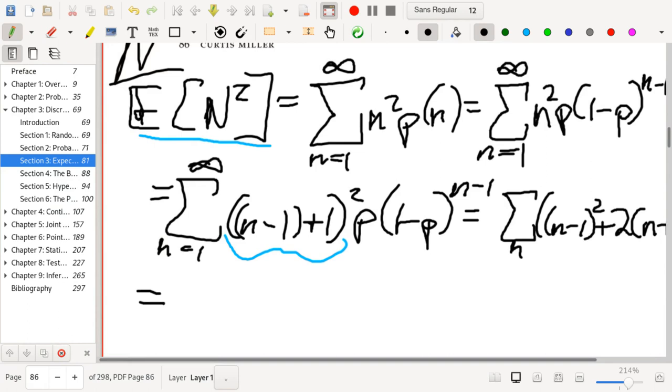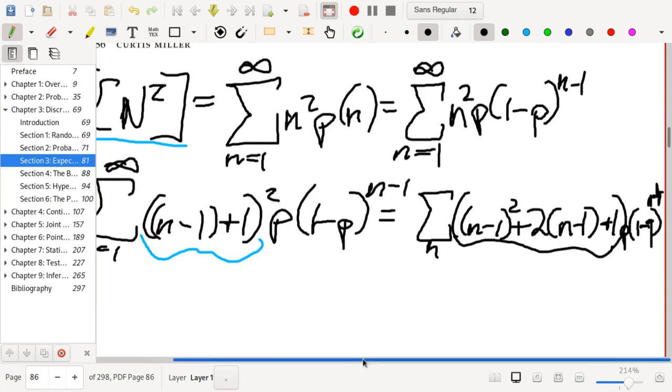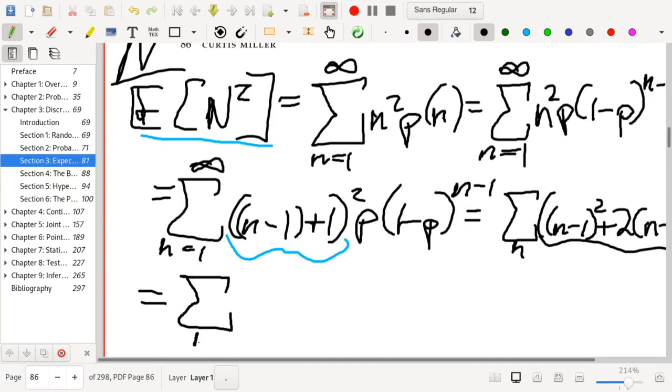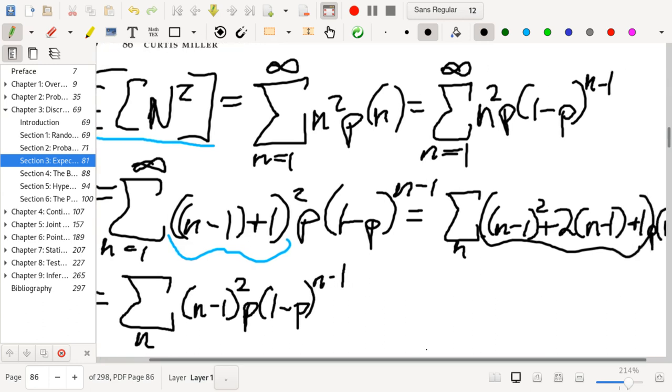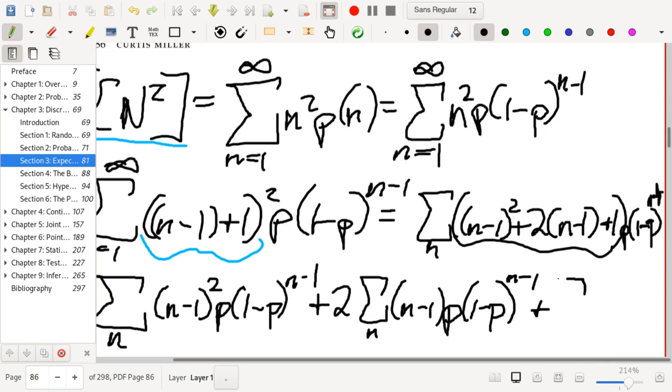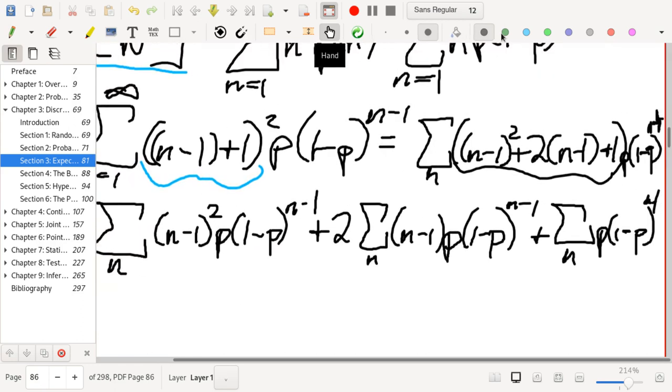This is equal to breaking up this part and breaking up the resulting sum. We get the sum over n of (n minus 1) squared p (1 minus p) to the power n minus 1, plus 2 times the sum over n of (n minus 1) p (1 minus p) to the power n minus 1, plus the sum over n of p (1 minus p) to the power n minus 1. Now we can start recognizing some stuff. This last term is equal to 1, because this is just the sum of the probability mass function. The middle term is the expected value of n minus 1.